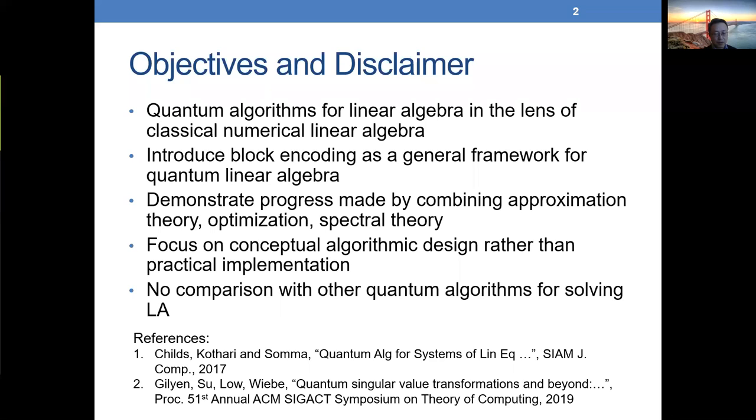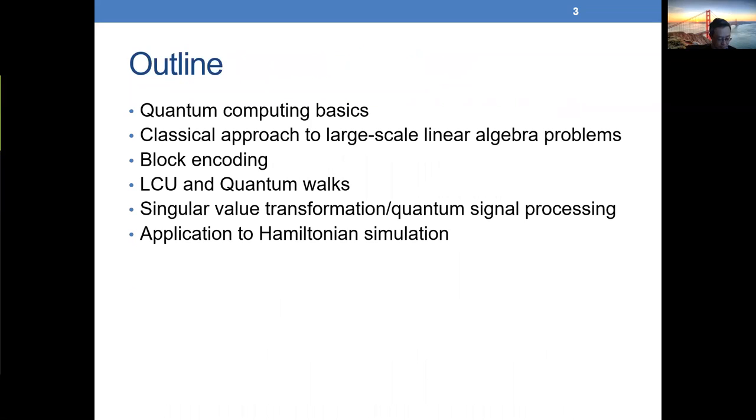To me, neither one of these papers is easy to read. The second paper is like 70 pages, and there's a lot of stuff in there. Hopefully today I can unpack some of the information. They're very nice papers, but for somebody who comes from classical numerical linear algebra, it's a little bit difficult to get into. So hopefully I can make it easier for you if you'd like to read these papers.